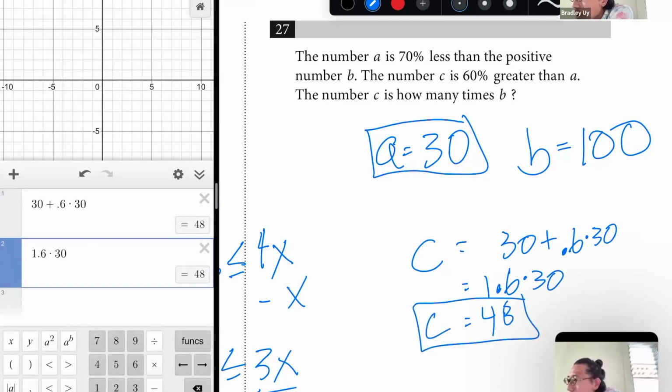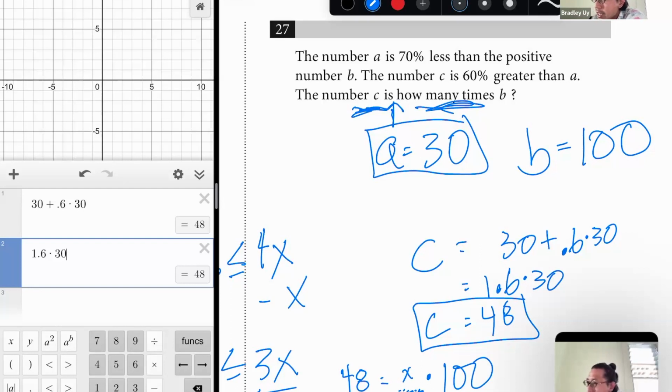And here's the question. C, which is 48, is how many times B, which is 100, that's what you're trying to find. Sorry, I'm going to take that out and replace it with 100. So you're finding this variable, how many times B is C, and C is 48. To solve for X, you're going to divide both sides by 100, and so X is 48 hundredths, which is 0.48. Okay, and the answer is 0.48.